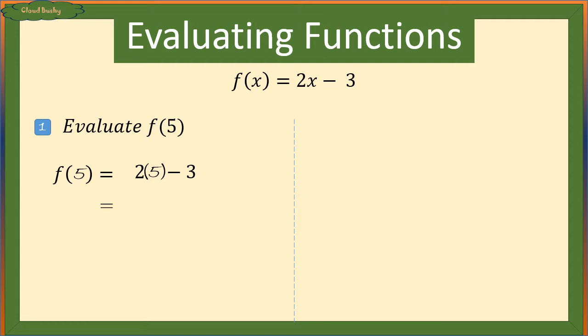So we have f of 5 is equal to 2 times 5, which is 10, minus 3. 10 minus 3 is 7. That means f of 5 is 7.